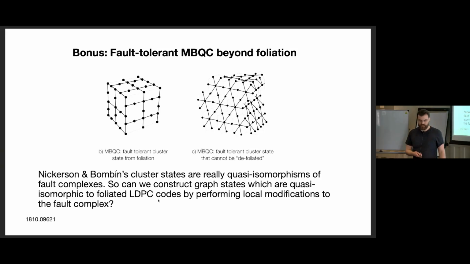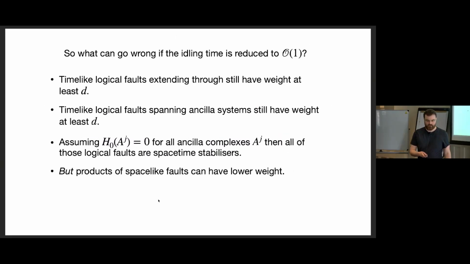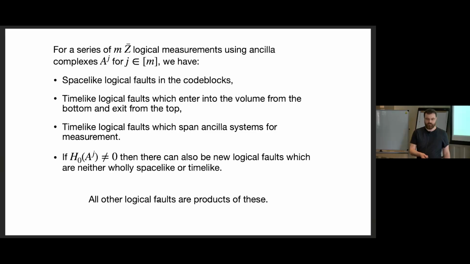Yeah. Okay. So I said here that if my ancilla complex is not exact at degree 0, then I can get some wacky new logical faults. The idea is basically that, let's say I'm doing a gauging logical measurement where I have some expander graph, and let's say I leave some of those cycles ungauged, but they happen to also be stabilizers of the original code anyway.